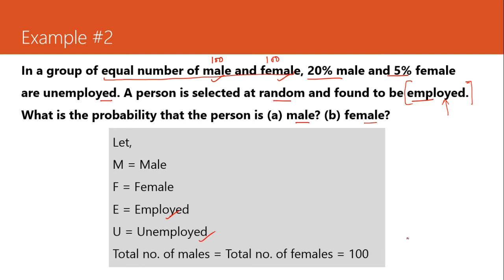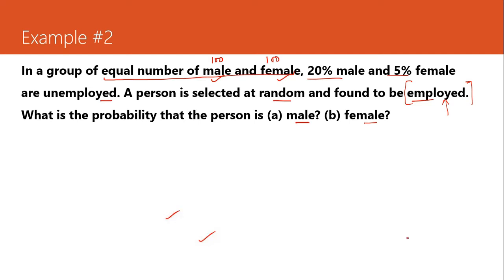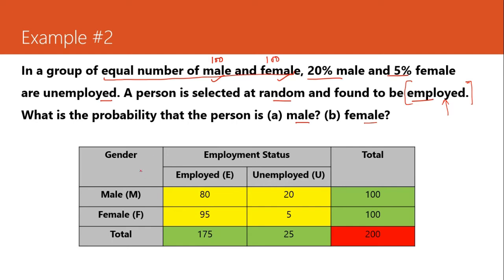Now the second step is making a table like this one. So how to make this table? The first heading is gender: male, female. Male is M, female is F. Then we have employment status. Either the person is employed or he or she is unemployed. So there are two employment statuses. And then we have a total column over here, and a total row over here.